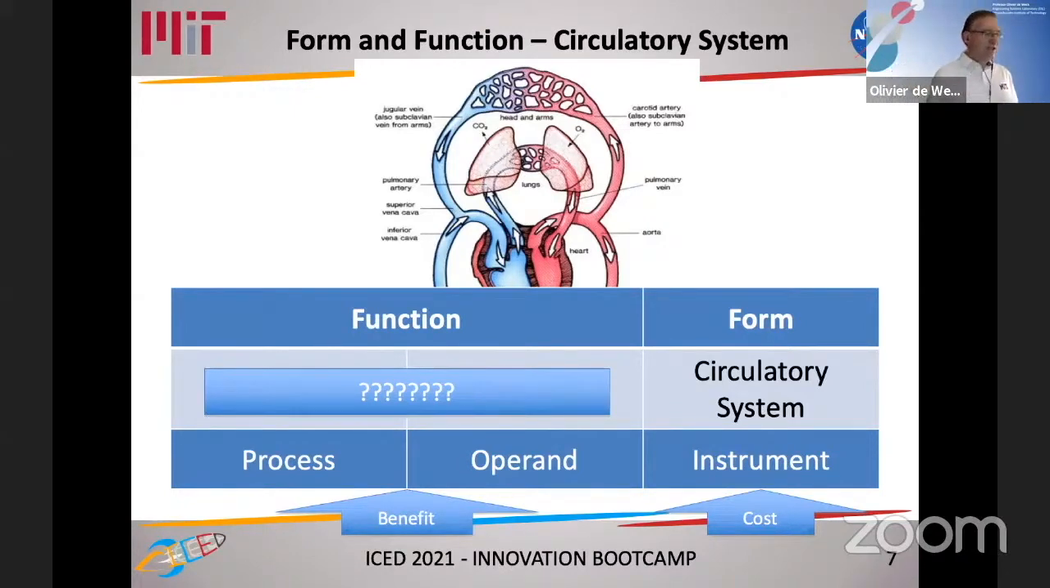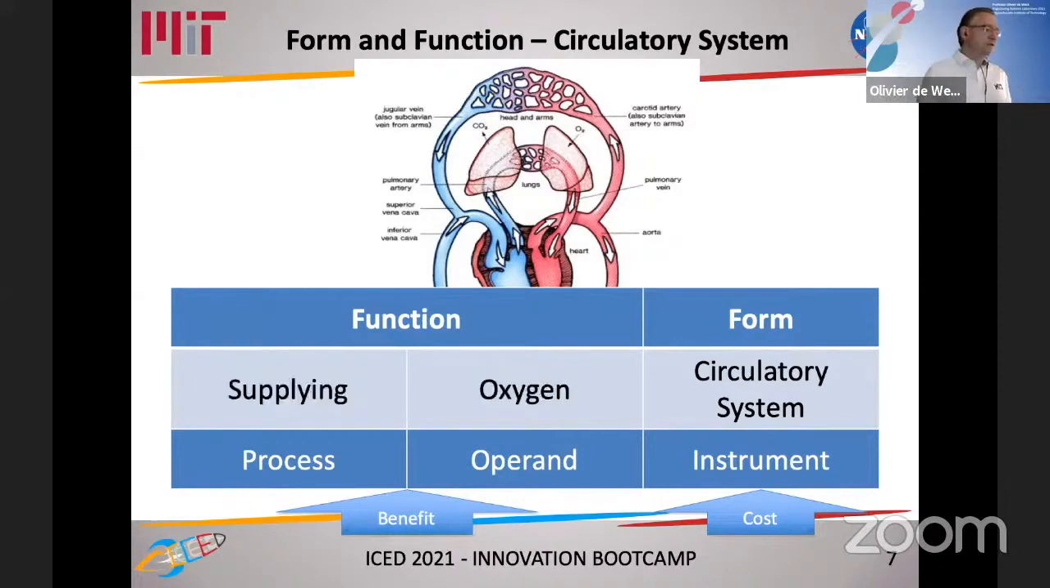What does it actually do? What's the function of the circulatory system? Fundamentally, it's to supply oxygen to our cells. Supplying oxygen using the circulatory system.